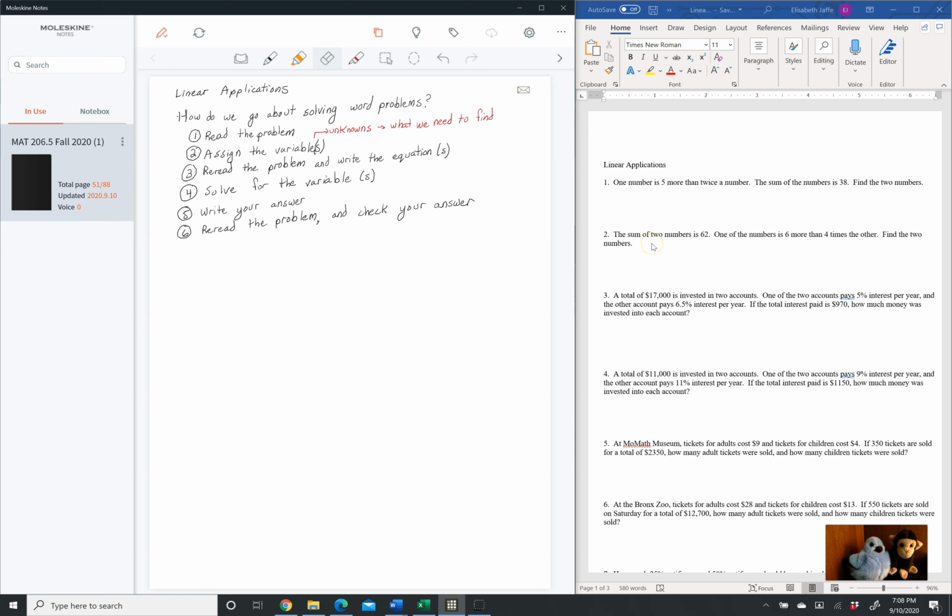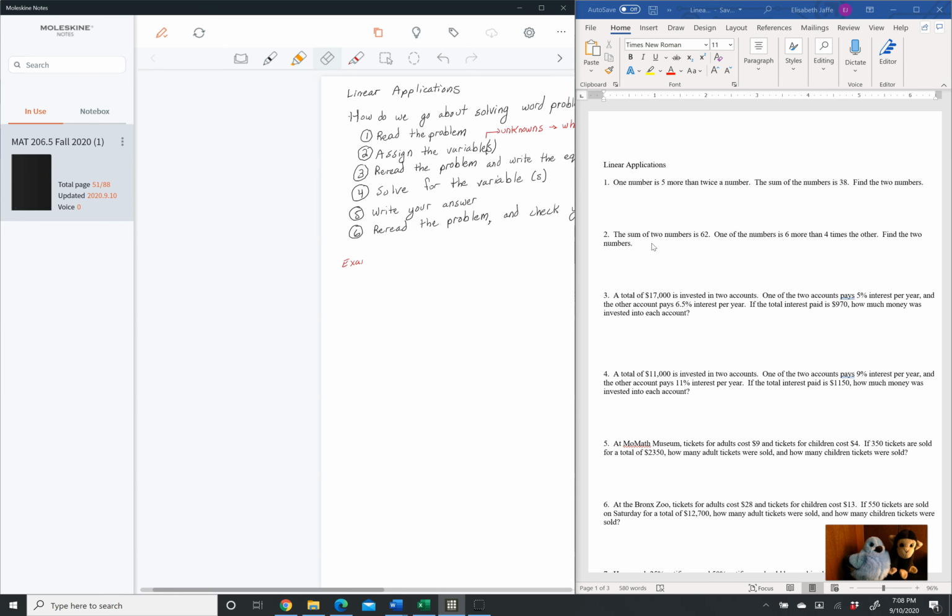So here, these are our examples. So example 1. Let's just call our two unknowns x and y. So x is equal to one number, and I'm going to abbreviate number with this number sign. It's called a pound sign. Some of you know it as a hashtag, but it means number. And our y is equal to our second number. So we assigned our variables.